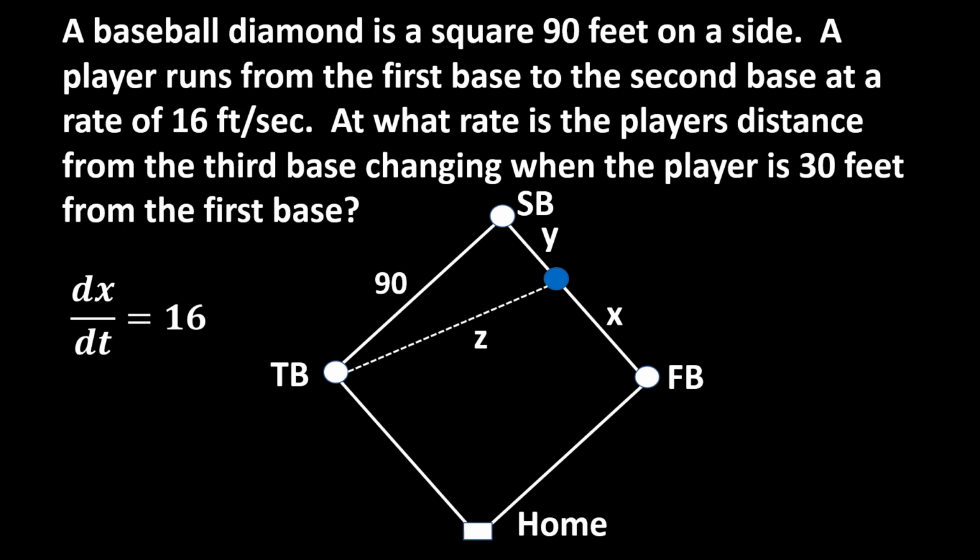Also, we have the number 30 feet, and this is a specific distance between the player and the first base. So x is equal to 30. And the question is asking for the rate of the player's distance from the third base. And the player's distance from the third base is represented by z, and so the rate of that distance is represented by dz/dt. So our final goal is to find the value for dz/dt.